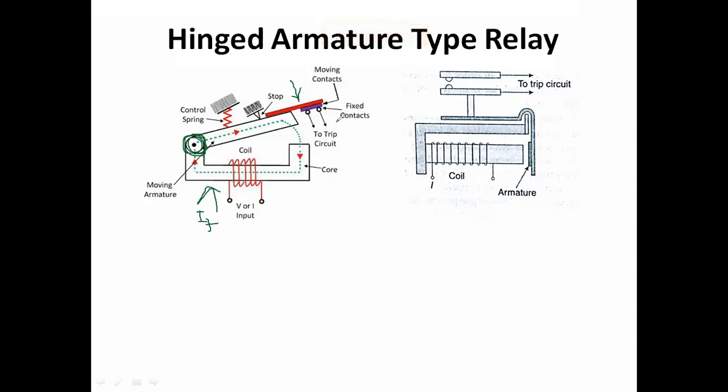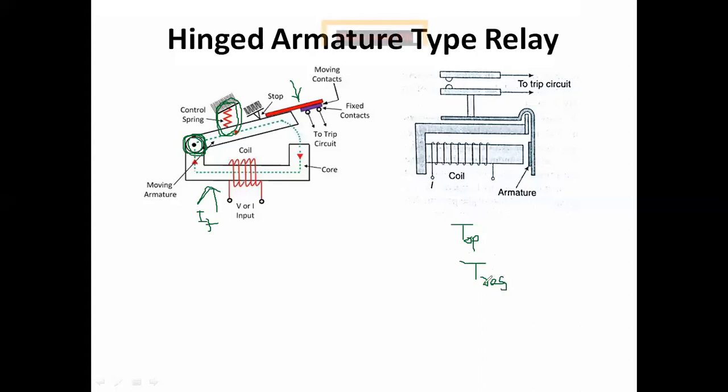So here we have an operating torque, and there must be a restraining torque, which is controlled by the spring. In any kind of relay, there must be three types of torque. First torque is called the operating torque or deflecting torque, T operating. Second one is called the restraining torque, that is TRES.